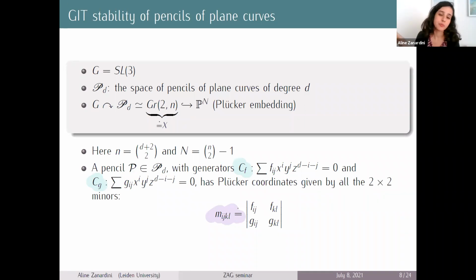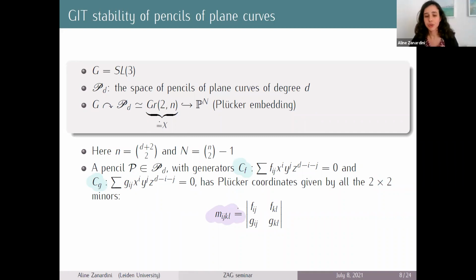Well, then the Grassmannian, in the Grassmannian, there's really just one choice of line bundle, and then we use it to embed in projective space, and that's the Plucker embedding. Now, let's be more precise on what the Plucker coordinates are, and also introduce a bit of notation because I'm going to need it later on. Okay, so I'm going to denote a pencil of curves of degree D by curly P.